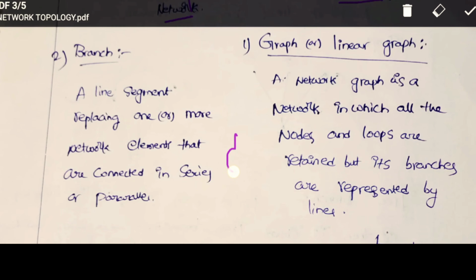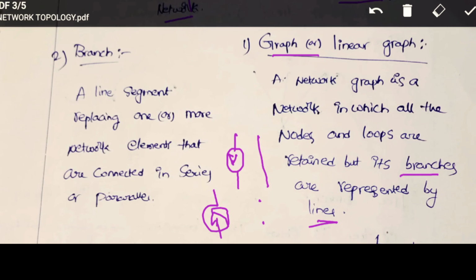Voltage source will be short circuited. Current source will be open circuited. If any circuit has a current source in a branch, that branch will be removed or open circuited. That we have to remember. A network graph is one in which all nodes or loops are retained but branches are represented by lines. That is network graph.